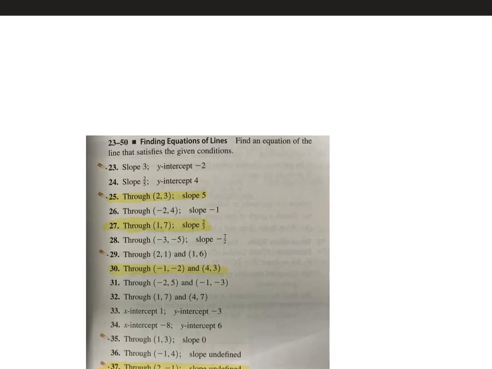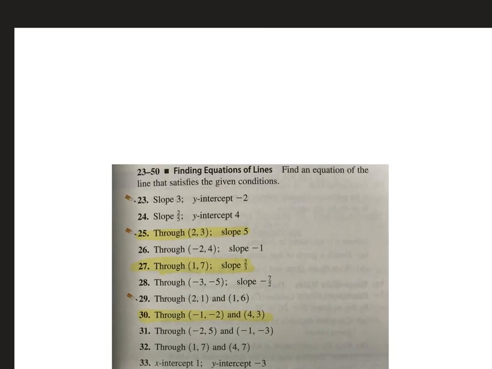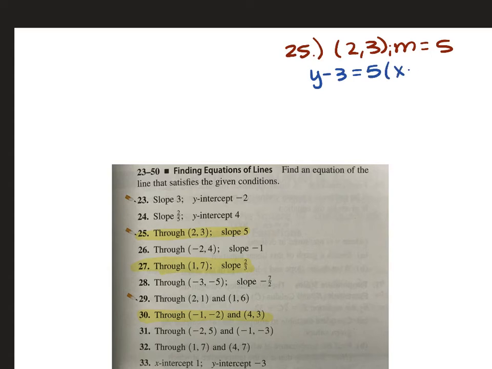So some extra examples that we are going to look at. For 25, we have an ordered pair that's 2, 3, and a slope of 5. We're putting this into point slope form, so we're finding the equation of this line. So this is just going to be y minus 3 is equal to 5 times x minus 2.